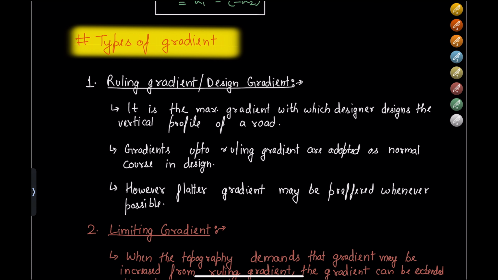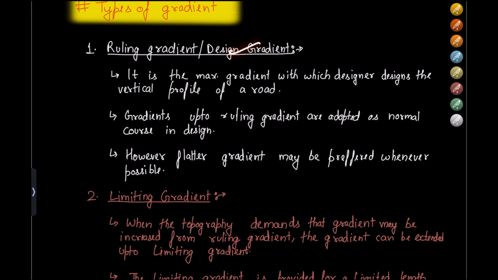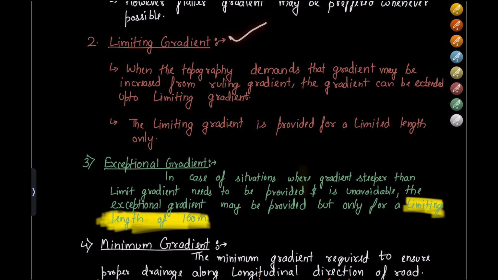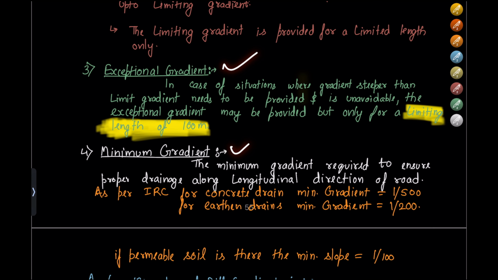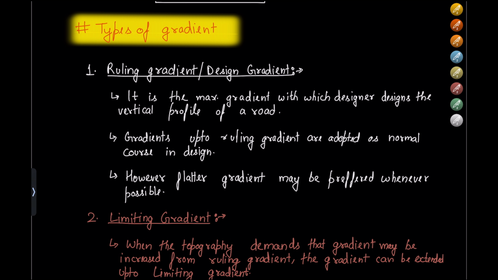Next is, there are different types of gradient. What type of gradients could be there? Ruling gradient can be one of it, limiting gradient is there, exceptional gradient is there, and minimum gradient is there. So we'll talk about them one by one.